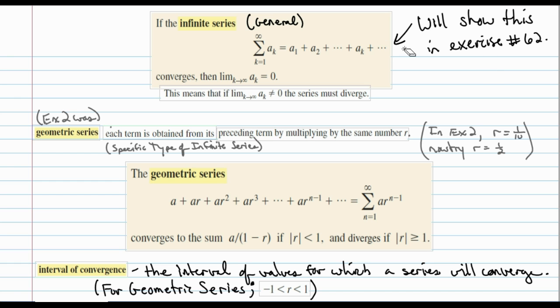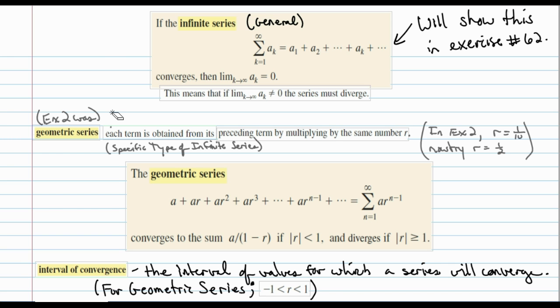Now we'll actually show that that concept relates to converging in exercise 62, but for now, know that it happens, and that means that if the limit as k approaches infinity of each term does not equal 0, then the series is going to diverge. Now again, we have this geometric series where each term is obtained from its preceding term by multiplying by the same number r. Now that's a specific type of power series that we're reviewing right now, and then we're going to go into more general power series in a little bit.